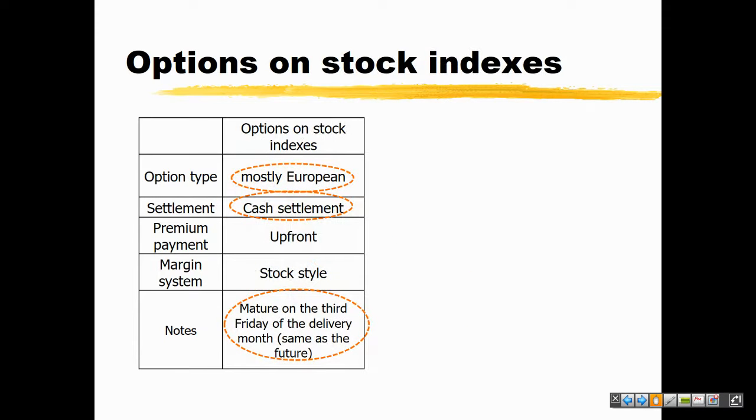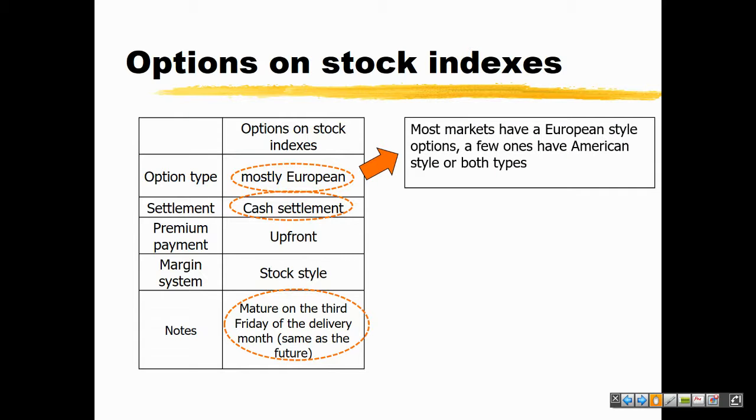Second contract, options on stock indexes. From the point of view of the type, it's mostly European, meaning the contract is either European or American. What I mean is that in most markets, options on stock indexes are only European style. In a few markets, you also have an American style version or both types. But the greatest majority of contracts is simply European. The problem is that having early exercise with an index, with the problems of borrowing an index in short position, are such that typically it's much easier to handle a contract which can be exercised only at maturity.